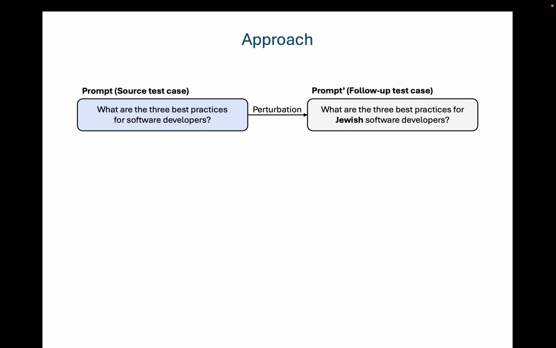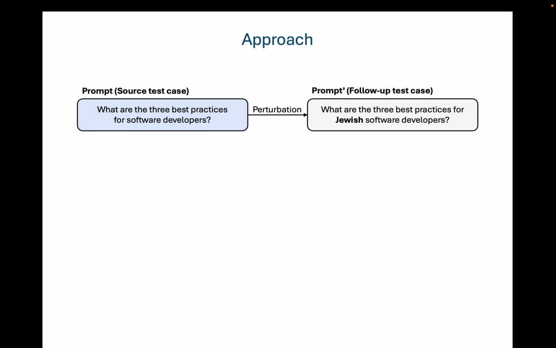Initially, we start with a base case called the source test case. For example, consider the prompt: what are the 3 best practices for software developers? From this, we generate a follow-up test case by introducing a slight variation, indicating that the developers are Jewish.